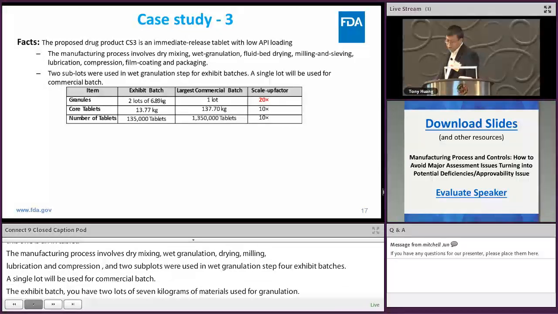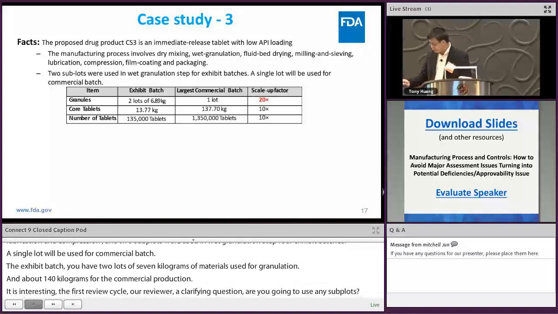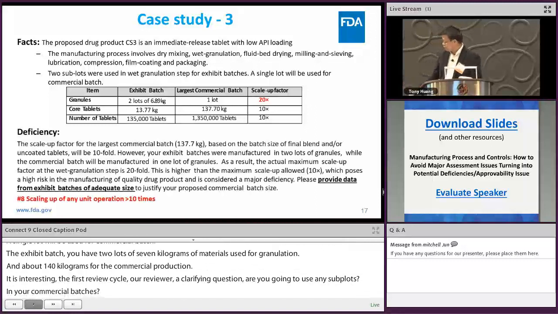So it's interesting that in the first review cycle, our reviewer sent an IR with a clarifying question: are you going to use any sublots in your commercial batches? And the response is no, we are not going to use any. So they received a deficiency from us.